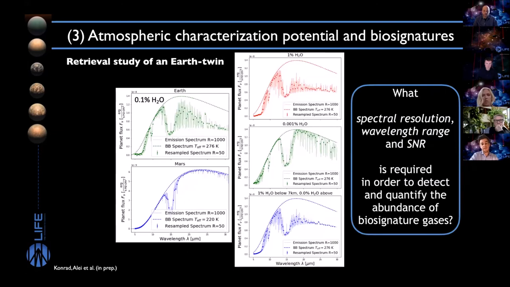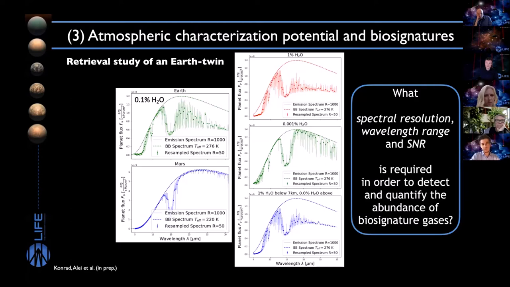Let me come to the final part related to biosignatures and to atmospheric characterization in some more detail. What we are currently working on is we would really like to understand what is the spectral resolution, the wavelength range, and also the SNR that is required in order to really get a good handle on biosignature gases, not only detecting them, but also having a good handle on the quantitative abundances. And there have been a number of studies in the past that did this with examples where a planet was picked and then a certain signal to noise and a certain spectral resolution and wavelength range was assumed. And then you got an answer how well you can constrain the abundances of the different molecules in the atmosphere.